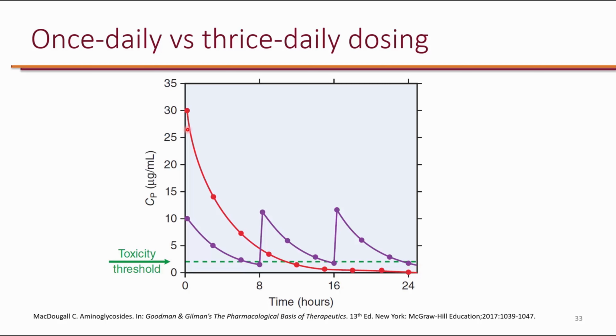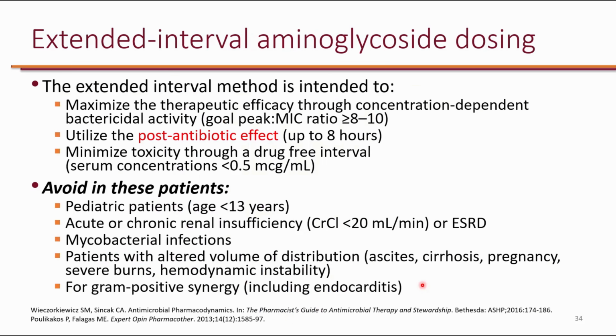So not only will this increase efficacy because of the higher peak that's possible now, but also reduces toxicity. When it comes to extended interval dosing of aminoglycoside, there are different ways to do it. One way is to actually use equations to calculate dosing and you set your tau to 24 hours. There are also nomograms that are established for the use of aminoglycoside.